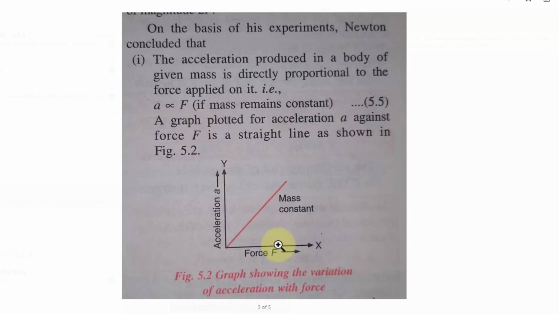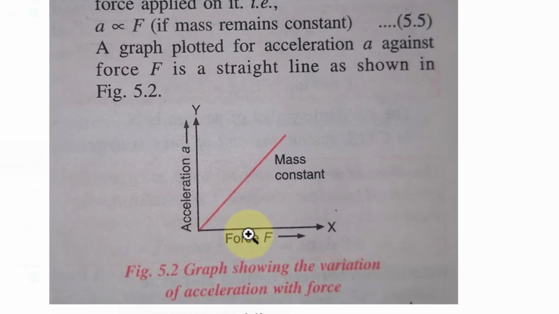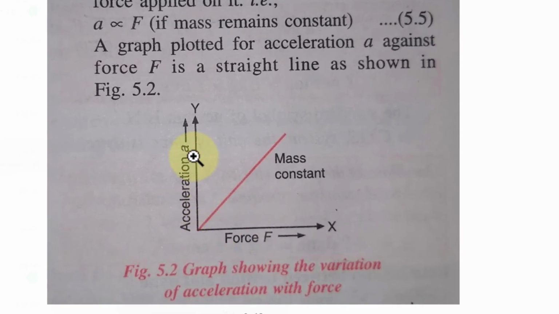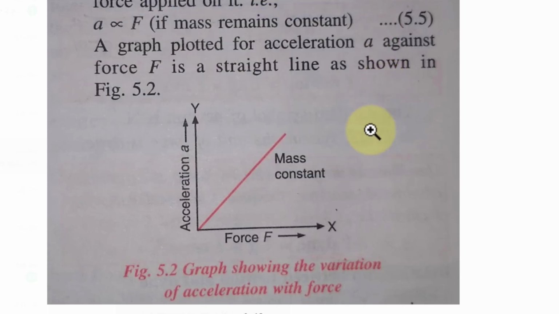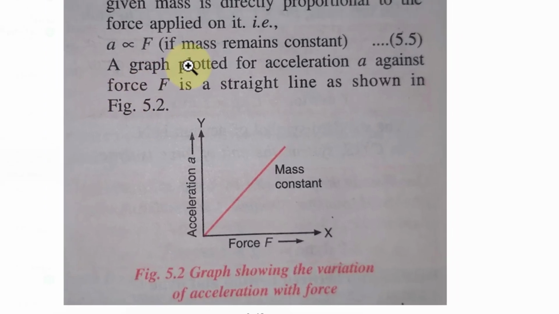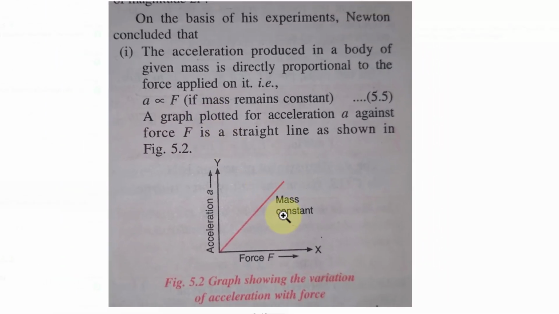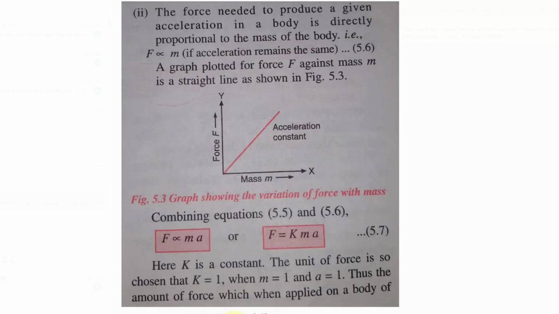Mass should be constant. Then only acceleration will directly depend upon force. So here you can see the graph showing the variation of acceleration with force. On the y-axis acceleration, on the x-axis force, and here mass is constant, and we got a straight line. This straight line shows how acceleration directly depends upon force, where mass is constant. Remember, mass is constant, acceleration directly depends upon force. The more force you apply, more acceleration will be produced. Clear?